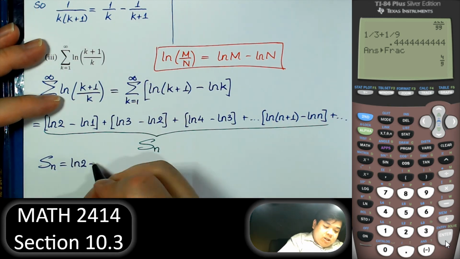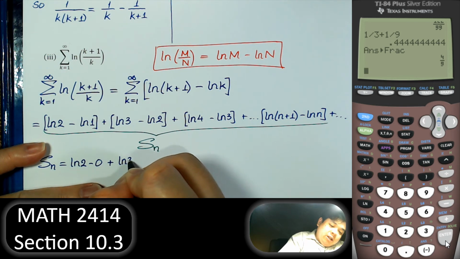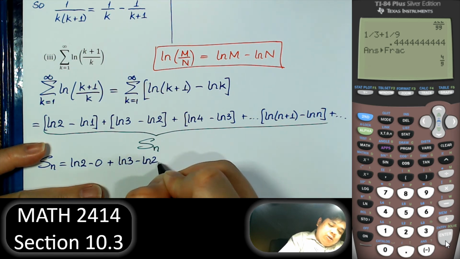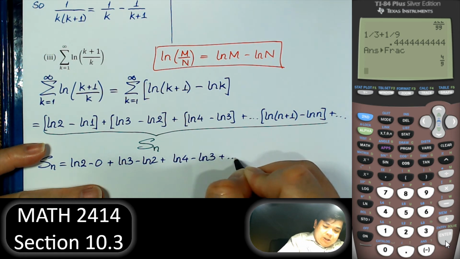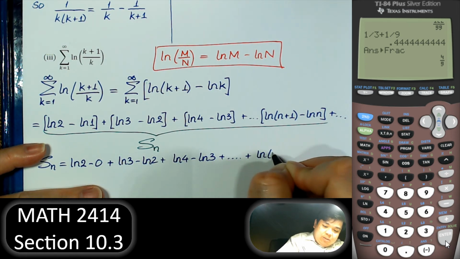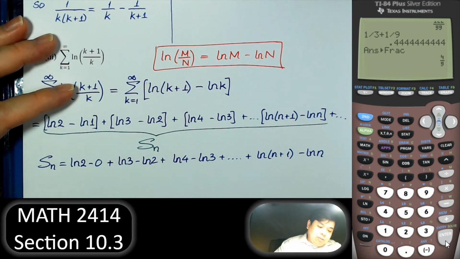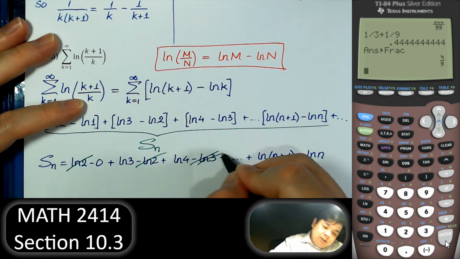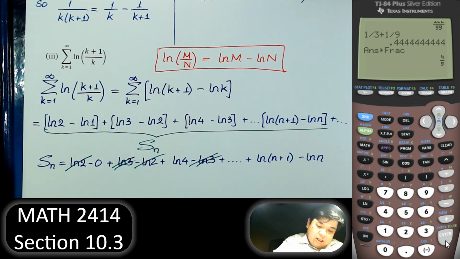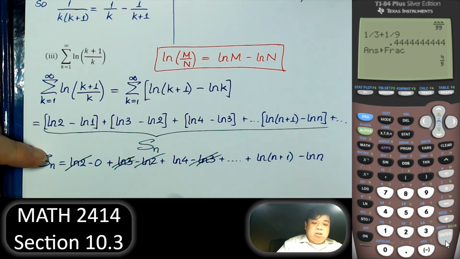Then ln of 3 minus ln of 2, ln of 4 minus ln of 3, up to ln of n plus 1 minus ln of n. Now let's simplify. That cancels out. That cancels out. Does that cancel out? The answer will be yes. The next one will be ln 5 minus ln 4. The minus ln 4 cancels with this.